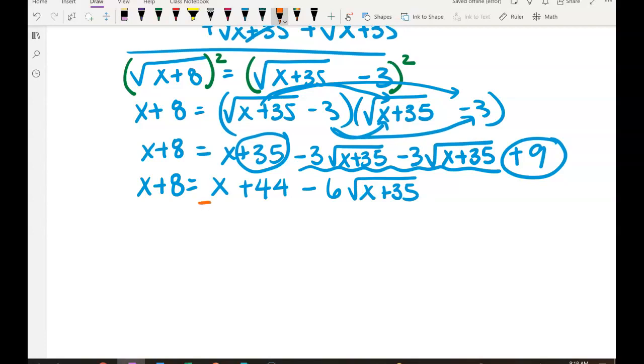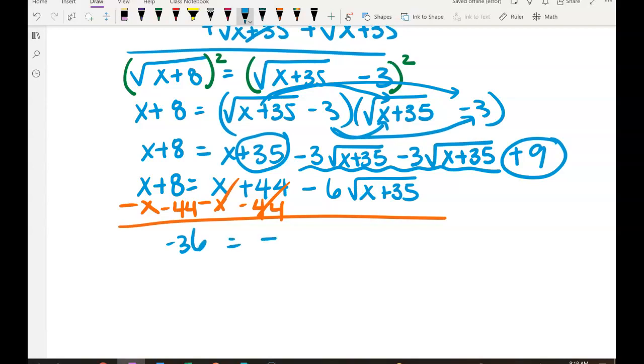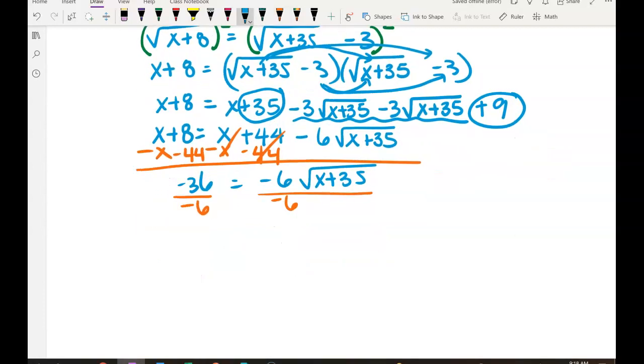Okay. Can you guys see that if I subtract x, that's going to be gone? Yeah. Subtract 44. All right. So on the other side, 8 take away 44 is what? -36 equals -6 square root x plus 35. Divide both sides by -6. So we have to isolate the radical and square it again. All right, -36 divided by -6 is 6.